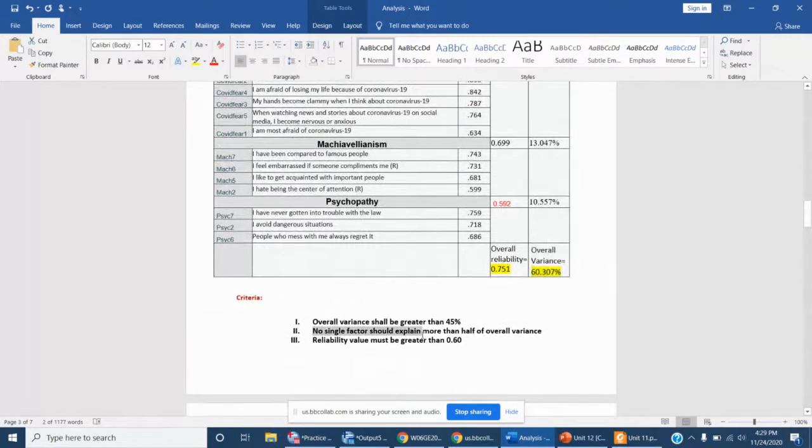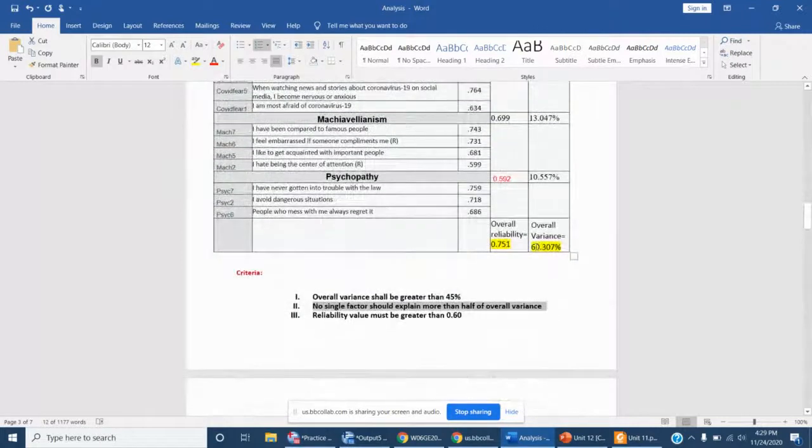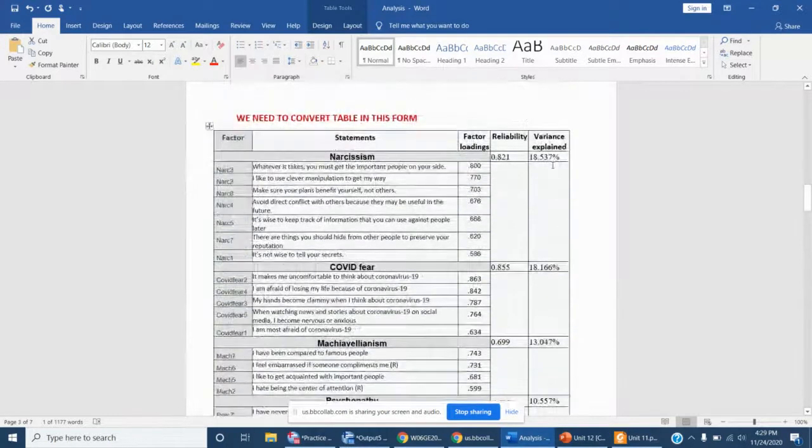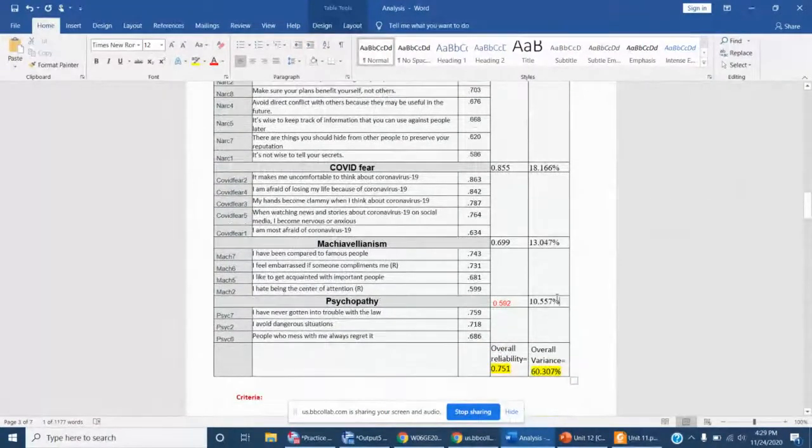No single factor should explain more than half of overall variance. This shows that the half of overall variance here is 30.15%. So no variable should have variance more than 30.15%. Why? This shows that only one factor is explaining.